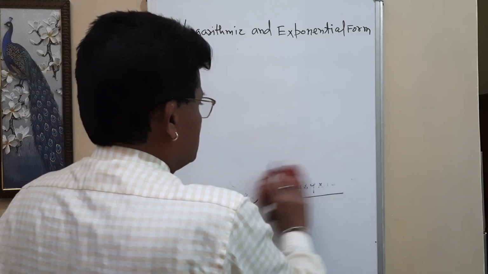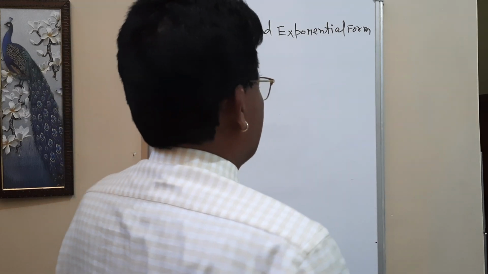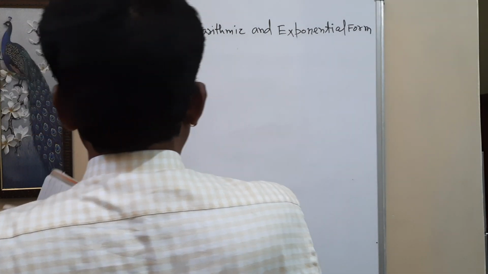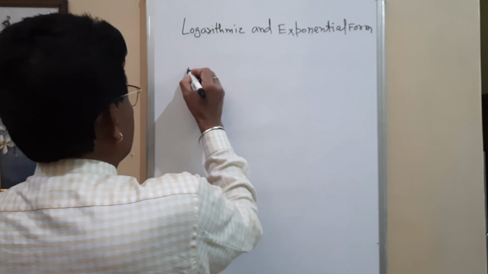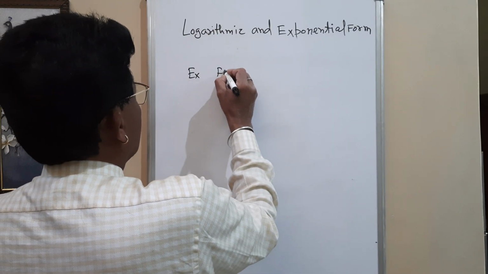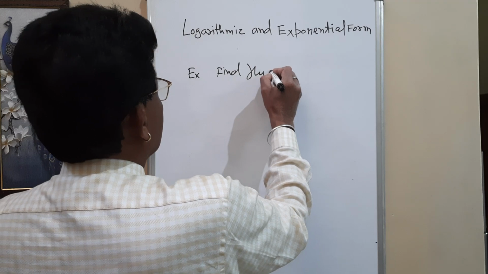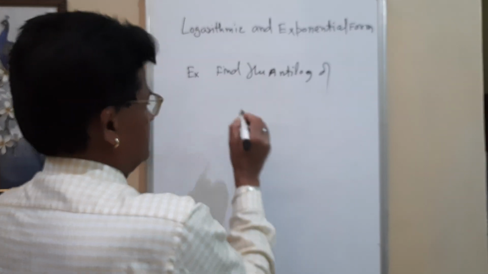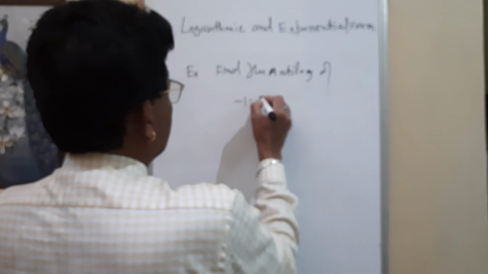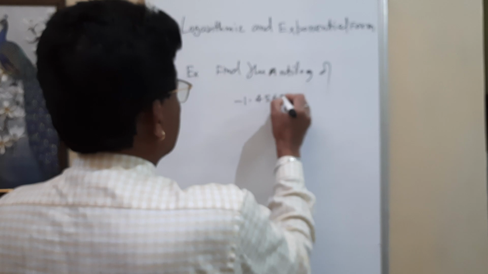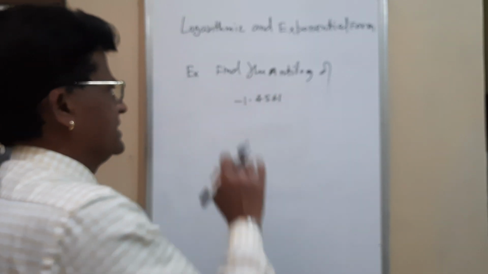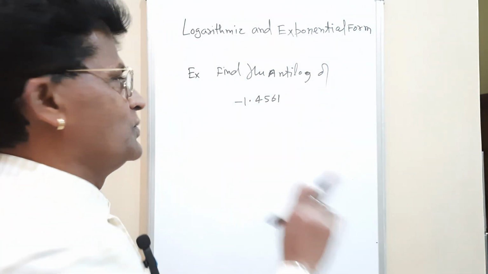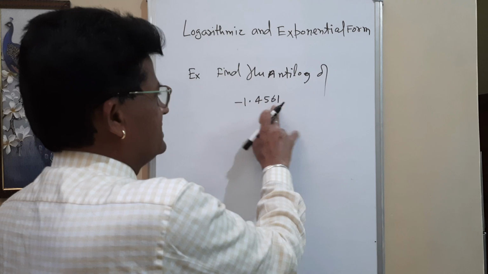Because today is the day just to take the class of log and antilog. Sometimes the students say, sir, please tell the example. Find the antilog of minus 1.4561. What is the characteristic the student used to write? I am telling you, minus 1 is the characteristic and this is the multiplication.